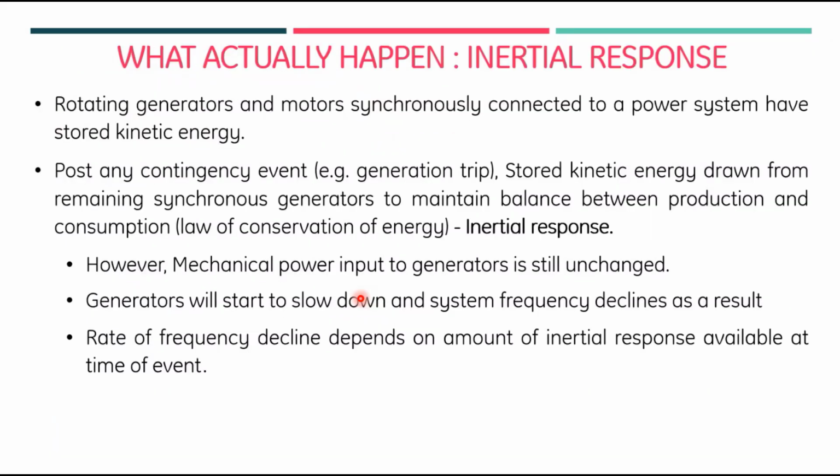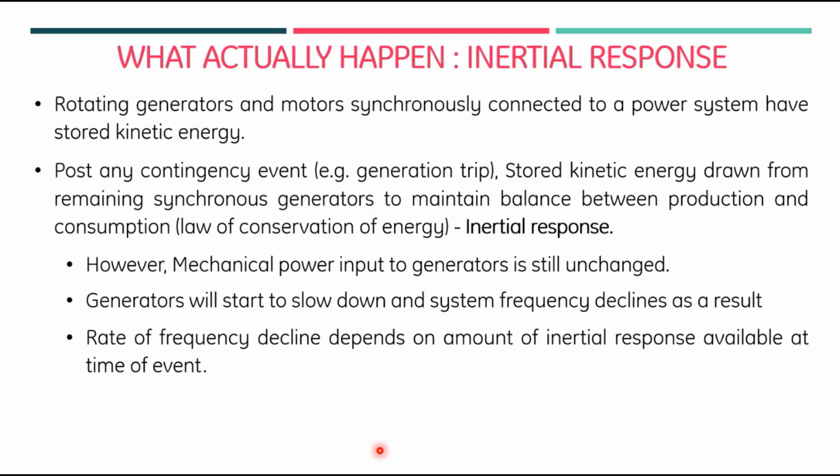So what basically is happening in terms of inertia whenever there is a tripping of any generator or loss of any load? Is there a lower frequency due to the generation loss, or a higher frequency due to the load loss? So what actually happens in the power system? These rotating generators and motors, which are synchronously connected to the power system, have stored kinetic energy. And after any kind of contingency event, like a generation tripping, this stored energy will be drawn.